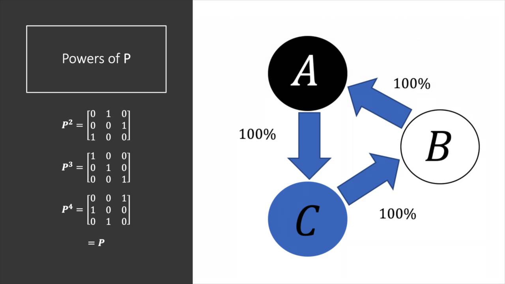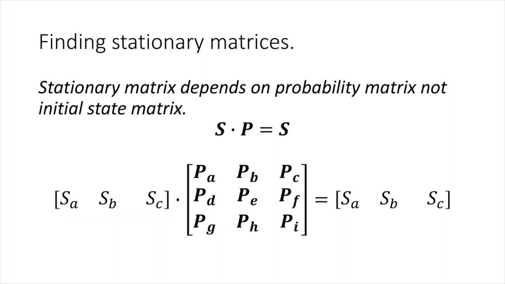Therefore, this Markov chain is not regular and will not reach a steady state. Now we know what a regular Markov chain is, we can find the stationary matrix specific to a probability matrix with the equation S times P equals S.